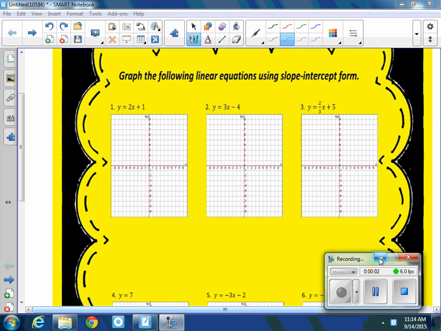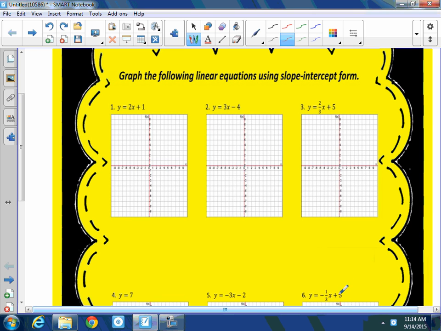Alrighty, so right now we're going to learn how to graph linear equations using slope-intercept form. It's called slope-intercept form because, from what we learned today, your slope is 2 and your y-intercept is 1.